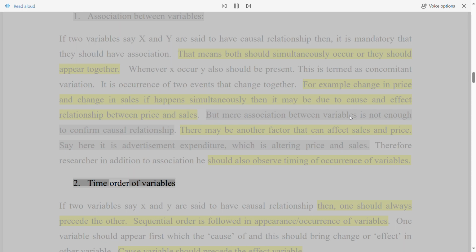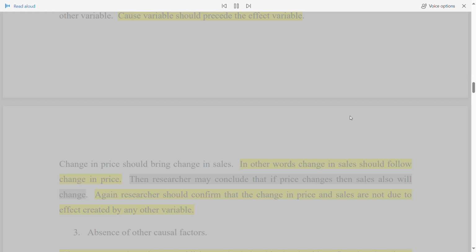2. Time order of variables. If two variables, say x and y, are said to have causal relationship, then one should always precede the other. Sequential order is followed in the occurrence of variables. One variable, which is the cause, should appear first, and this should bring change or effect in the other variable. The cause variable should precede the effect variable.